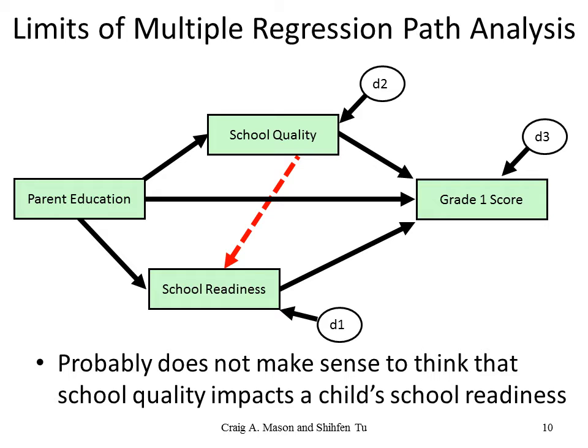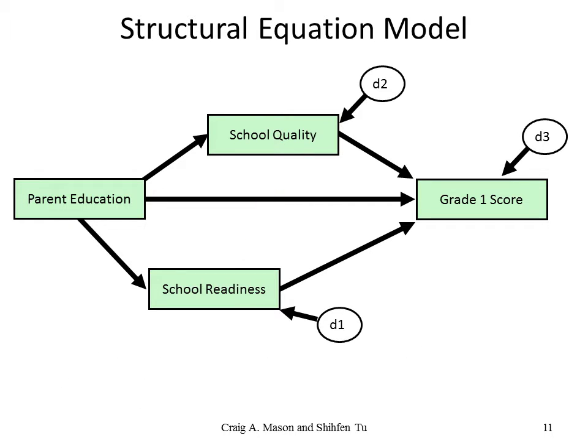Similarly, we may feel that it is even less likely that school quality has an effect on children's school readiness when they enter kindergarten. They haven't been in the school yet to benefit from the quality. In this case, our model looks like this. Notice we have no arrow at all between school readiness and school quality.